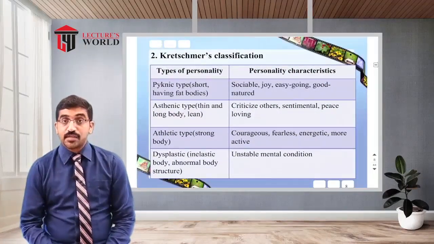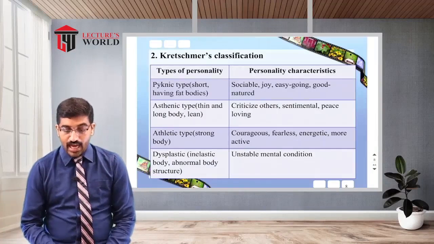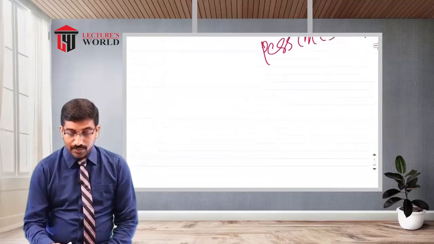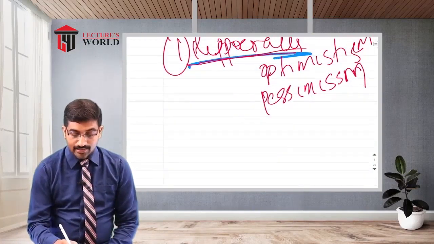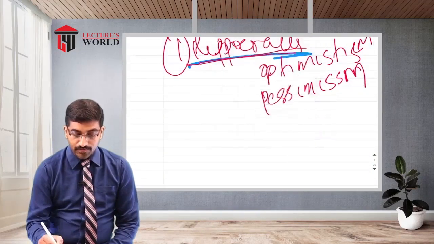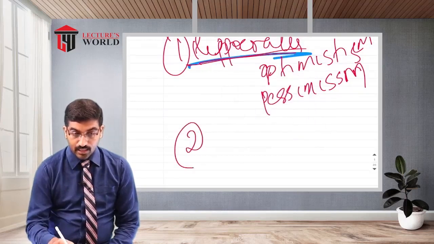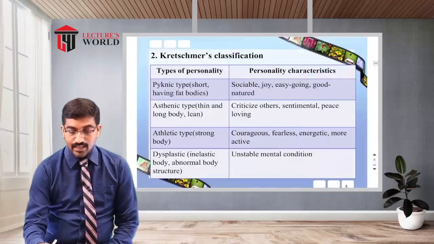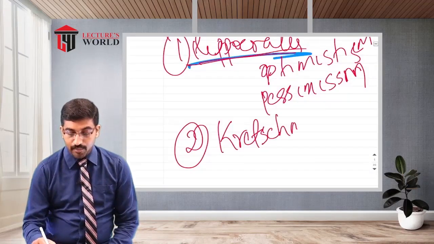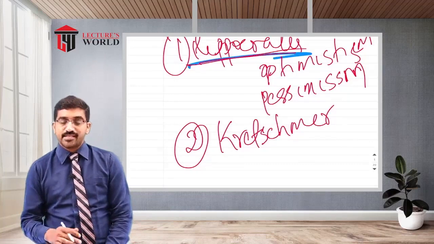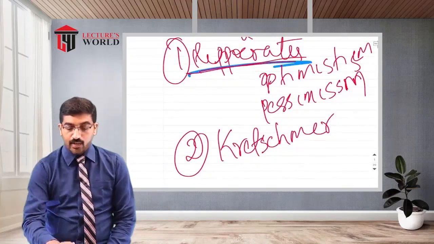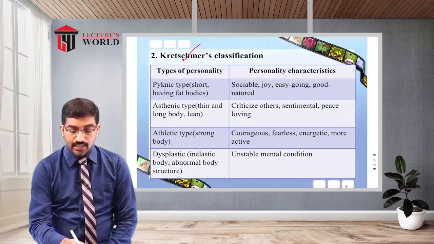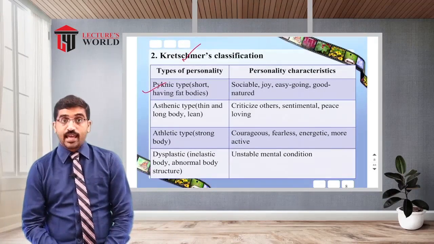Second is Kretschmer's classification, because they are based on various body types. You can see like characteristics of body, right? The features of your body. Kretschmer's personality. So the spelling is K-R-E-T-S-C-H-M-E-R, because I do not want to make mistake in the spelling. So Kretschmer's personality, what it is according to Kretschmer, maybe the psychologist. Pyknic type. Pyknic means P-Y-K-N-I-C.